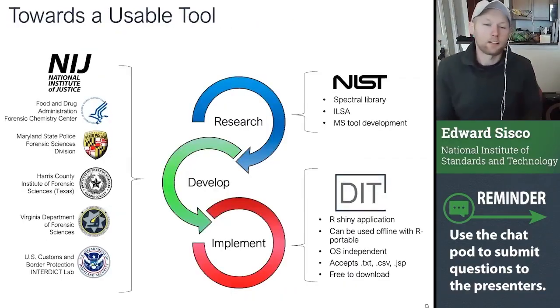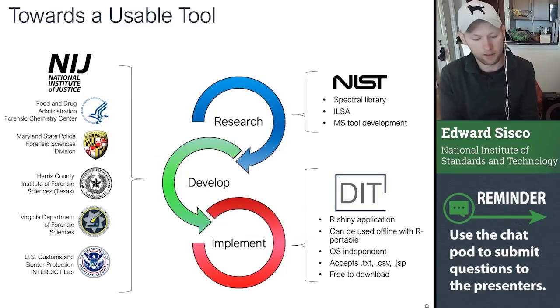So as Arun said, the focus of this talk is how do we take that functional research and bring it into a usable tool. And so as you can see on the right-hand side, we have our functional research, which was our spectral library, the ILSA, other expertise Arun has in mass spec tool development. And what we realized off the get-go was in order to develop this into a usable tool, we need to make sure we have end users involved in that development process.